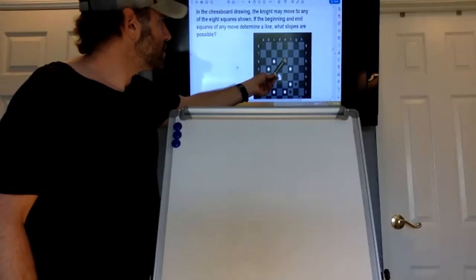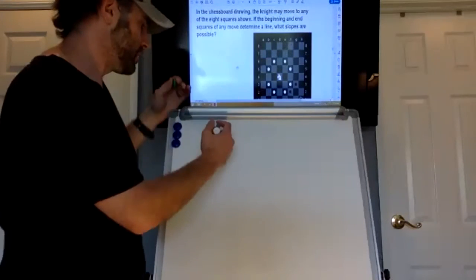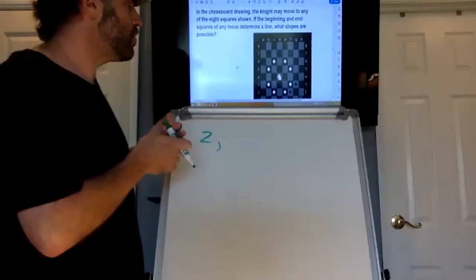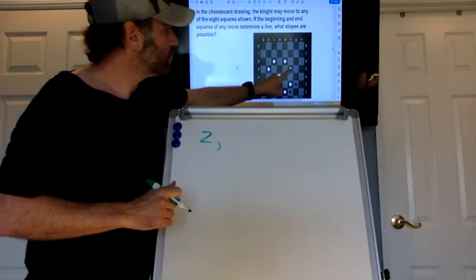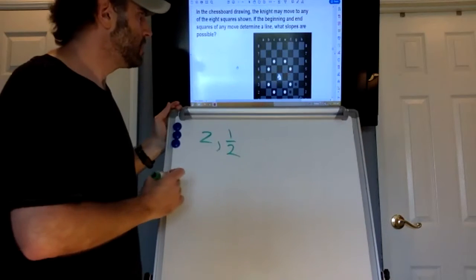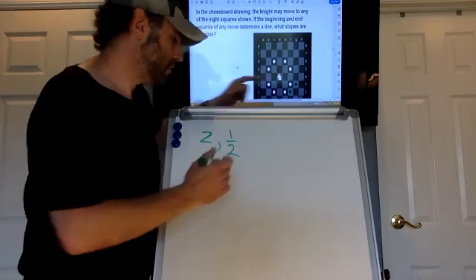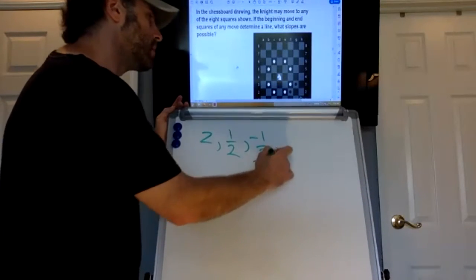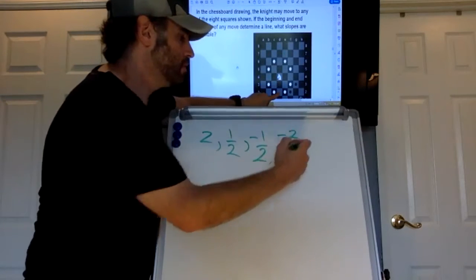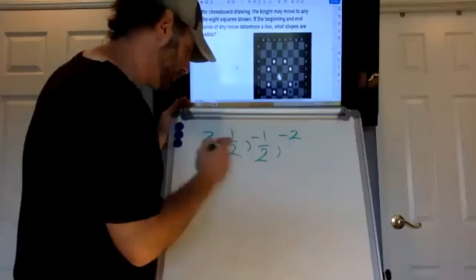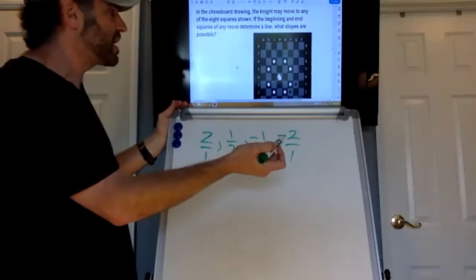Okay, so let's start with this one. Abby? This slope here is up 2 over 1. So that's my first slope. What about this one? Up 1 over 2. This one is down 1 over 2. This one, down 2 over 1, which is just -2. So that you can just put as -2.